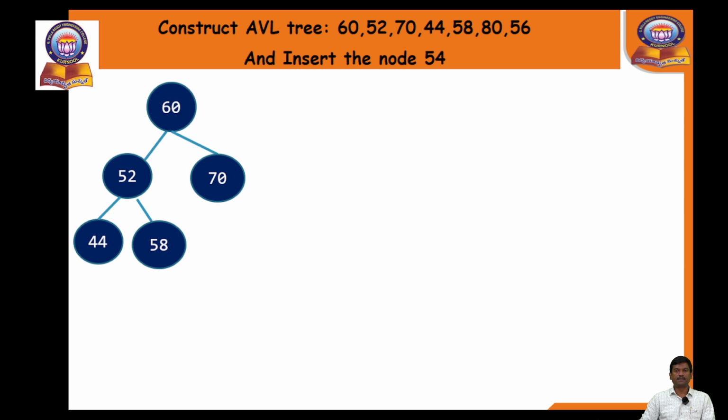And insert the next node, that is 58. Find the balance factor, no deviation. Insert the next node, that is 80. No deviation within the balance factor. And insert a node 56.